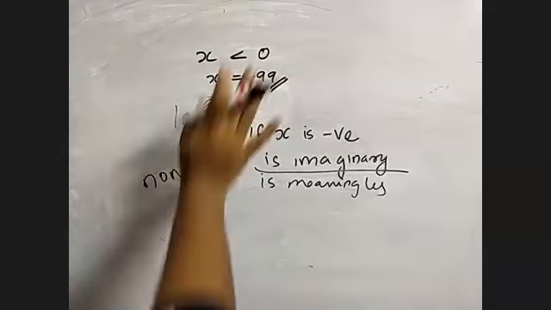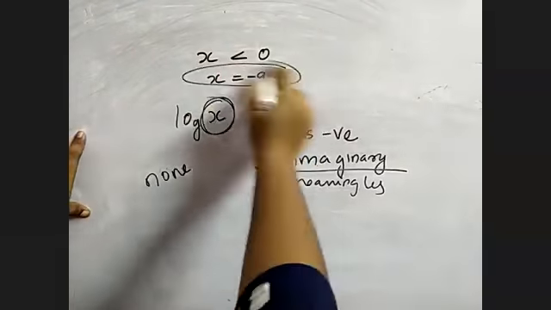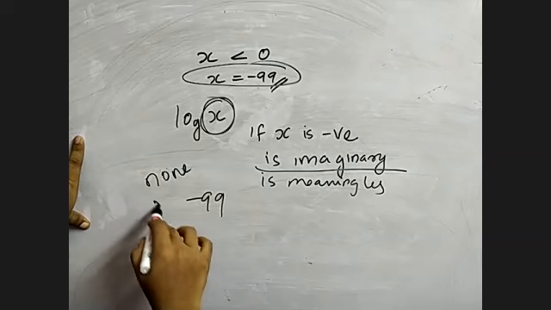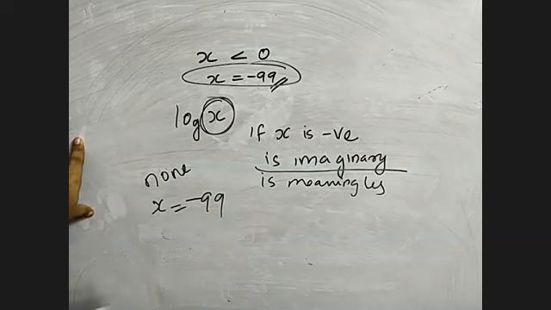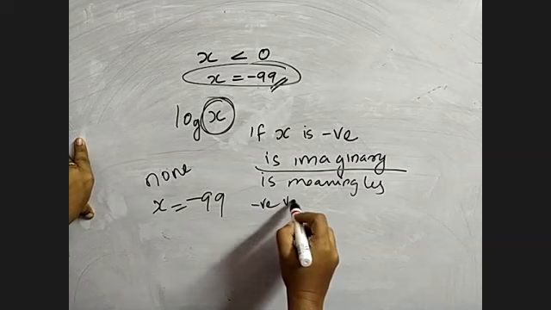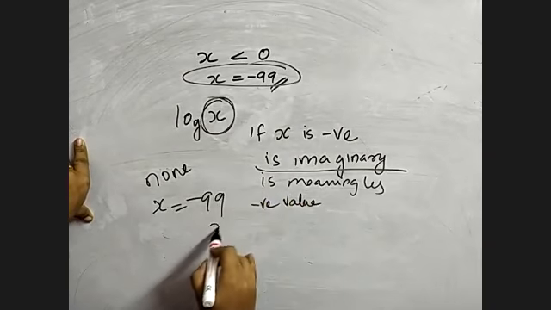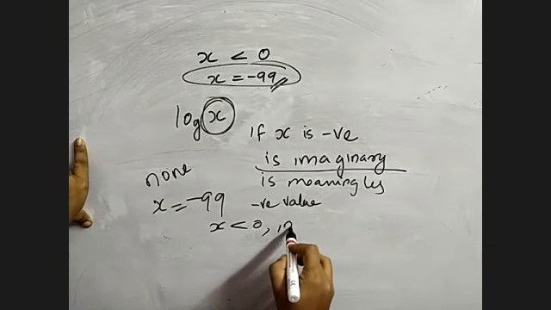Is there any confusion? What did we get when we solved x? What did we get? We got minus 99. X is equal to minus 99. So this is a negative value. So if x is less than 0, it means it is imaginary.